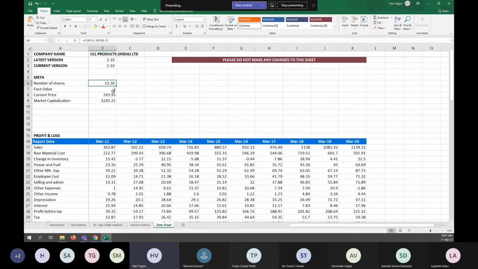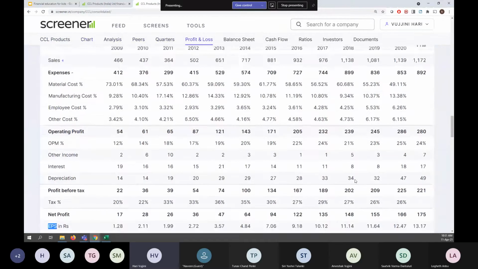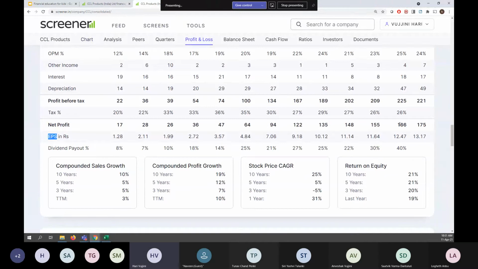And then we need to divide the total profit they made. We need to spread that profit of 166 million they made across the 13 million shares of the company. So you get the earnings per share. So this is the earning for an individual. If you own one share of CCL Products, you get 12 rupees. That's 1.2 Danish krone as earning out of this 166 million that they made.